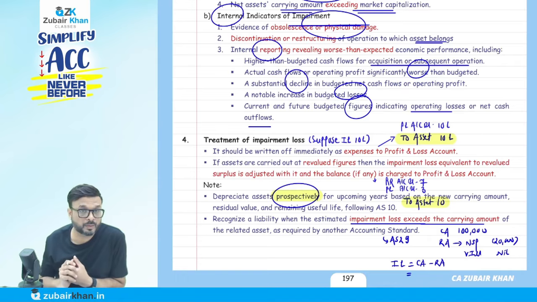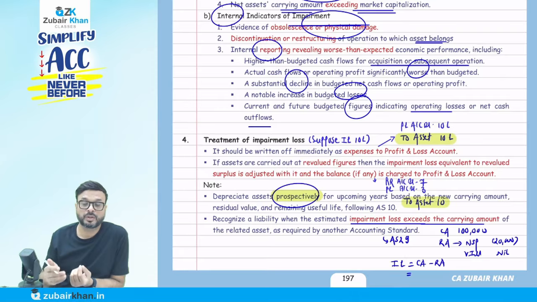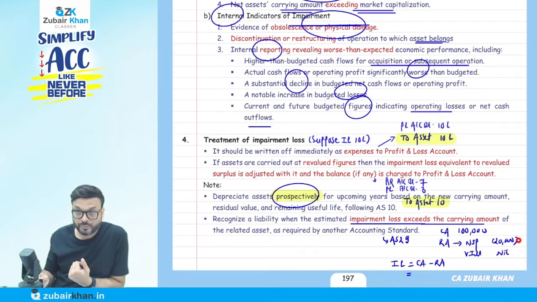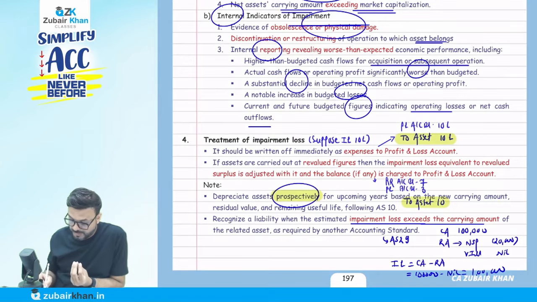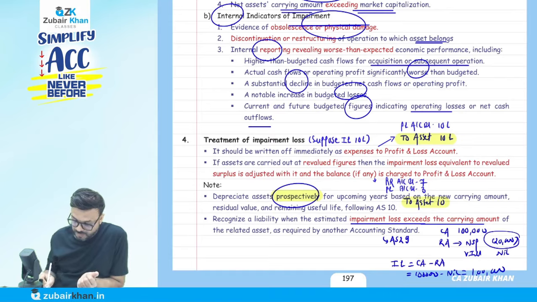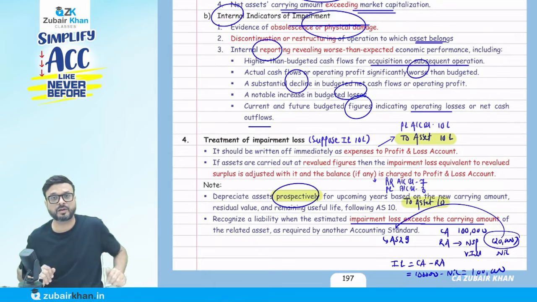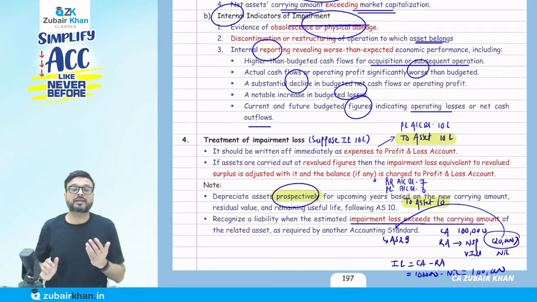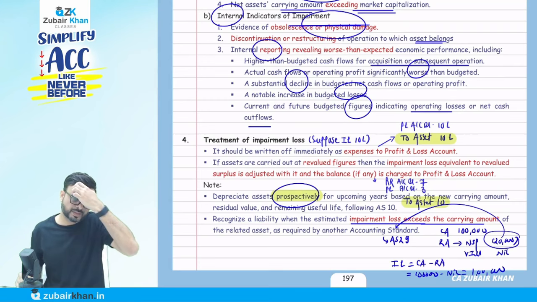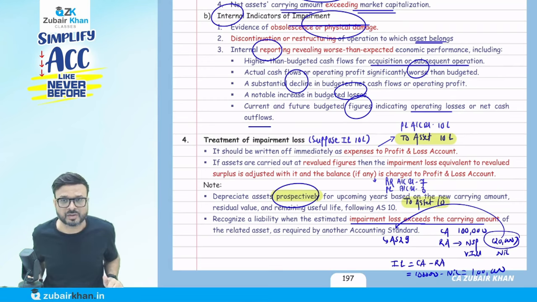What is the recoverable amount? That is the higher of the two. The net selling price is negative and the value in use is 0, so the recoverable amount is 0. So 1 lakh minus 0 comes to 1 lakh. So I have an impairment loss of 1 lakh. But what about this 20,000? They are saying we have to create a provision as per another accounting standard, that is Accounting Standard 29.